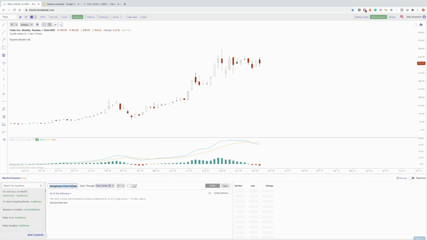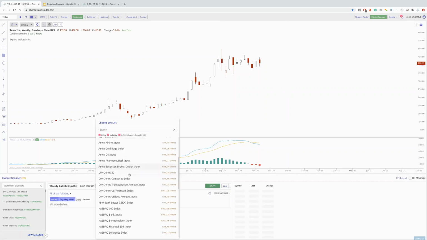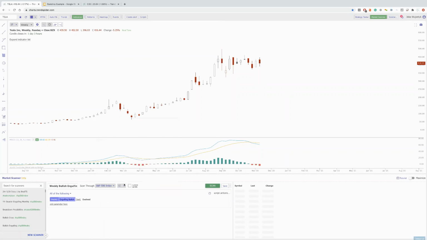So let's say that you want to look for weekly bullish engulfing candles. You can do that two ways. So you can go to condition, you can go to weekly, candlestick pattern, and you just type in bullish engulfing. So it says engulfing bullish right here. And we can scan either a particular watch list that I've created, or we can scan through, let's say, the S&P 500. And there's two ways to do this.